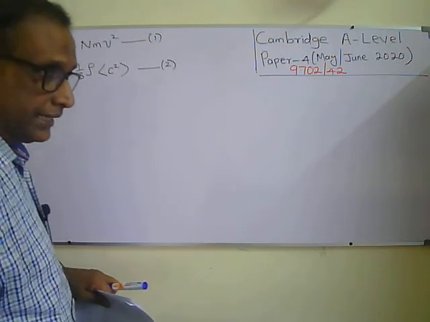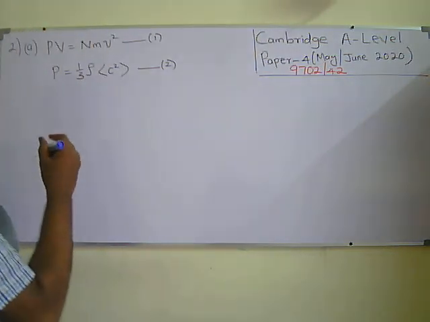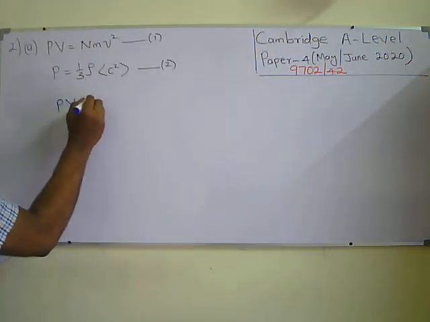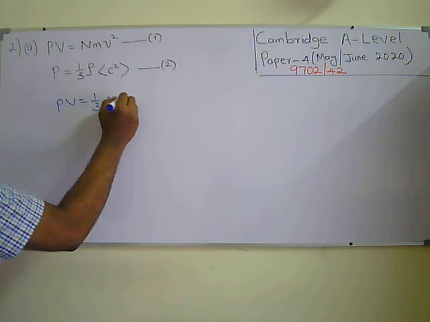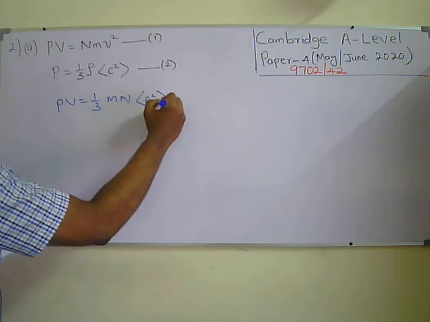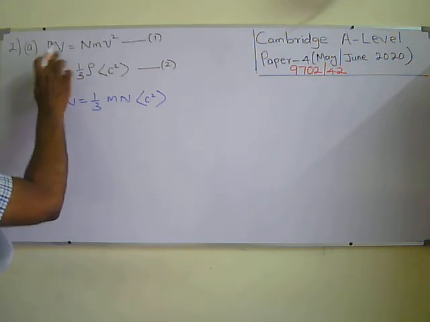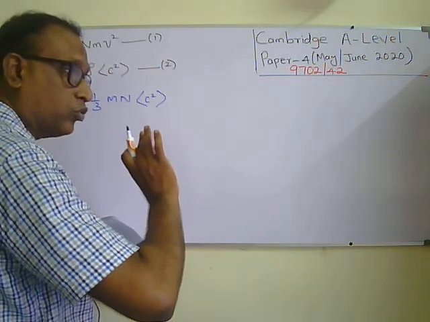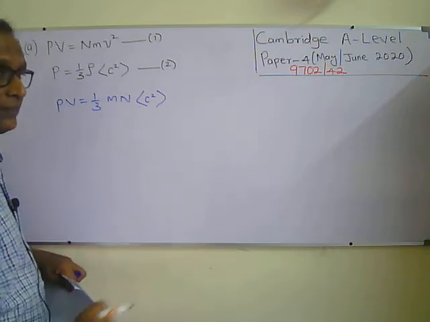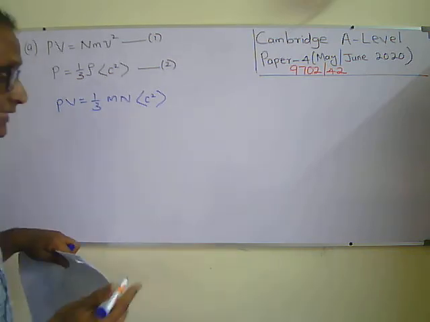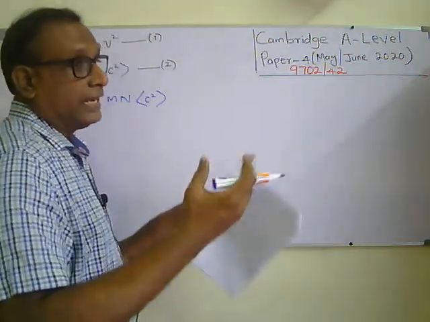So 1/3 means, now actually, you know that PV equals 1/3 Nm c square. You would have learned that is the equation, right? So how does this 1/3 come? They are giving that in this one all the gas molecules are moving towards one face in one dimension, but actually in a closed container the gas will move in three dimensions.